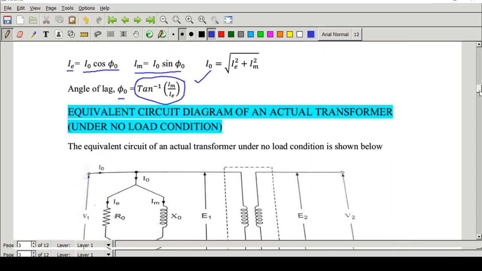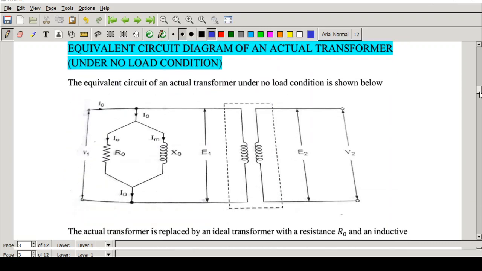Okay. Now based on this, let's draw the equivalent circuit of an actual transformer under no load conditions. Here you can see the input voltage V1 and the current I0. It has two components, IE and IM. E1 is the induced EMF in the primary, E2 is the induced EMF in the secondary. The secondary is open, which means there will not be any current here, so I2 will be equal to 0. And V2 is the voltage across the secondary. So this is the equivalent circuit.